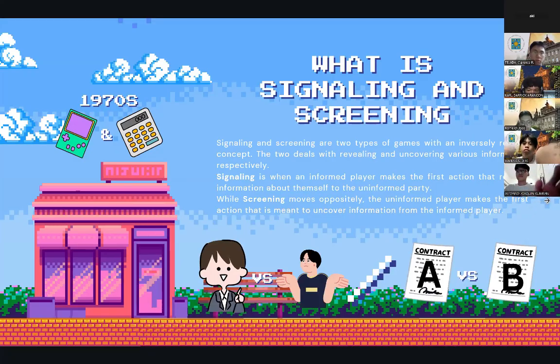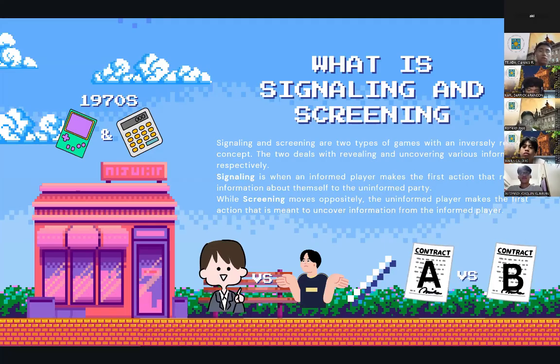Now, in signaling and screening, we have a term called cost. It is a term used to describe how much effort a player needs to exert in order to acquire that certain skill, in which the example is the degree. So let's say the high ability player is able to manage the difficult course, while the low ability player is unable to pass through the course at all. So high ability equals high cost, while low ability equals low cost.